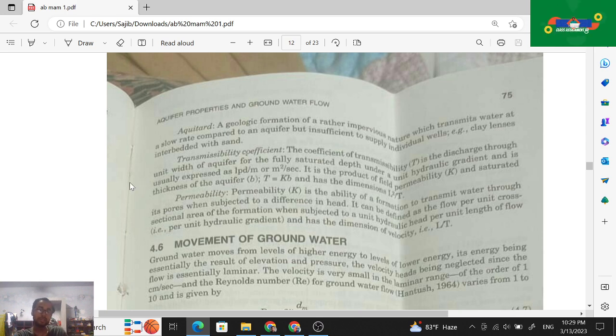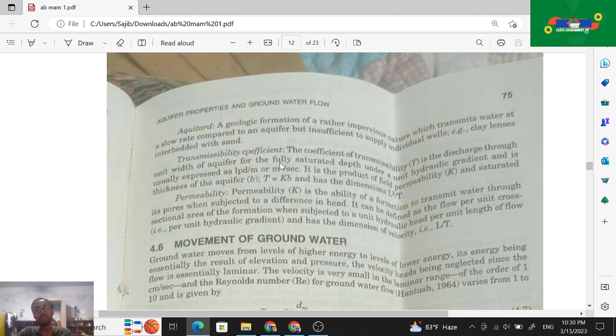Then the transmissibility coefficient: the coefficient of transmissibility T is the discharge through a unit width of the aquifer for the fully saturated depth under a unit hydraulic gradient, and is usually expressed as 1 pd per meter or meter square per second. It is the product of the field permeability K and the saturated thickness of the aquifer B, so T equals KB, and has the dimensions L squared by T. So this is the transmissibility coefficient. Then what is an aquitard?